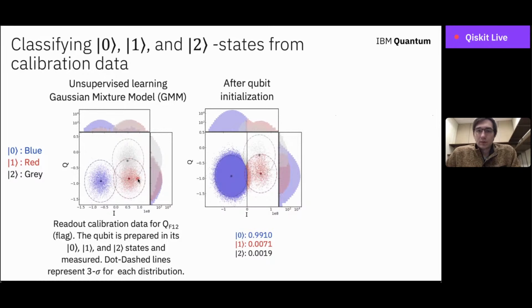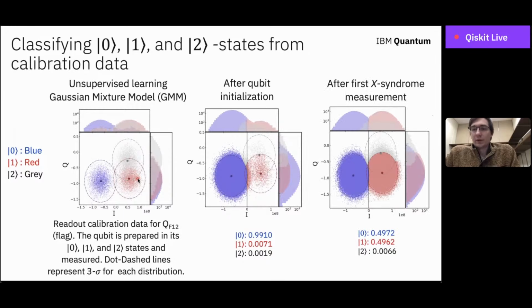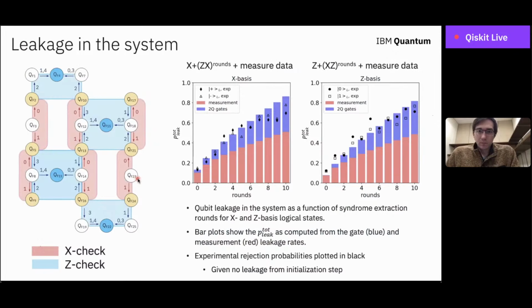Okay. So here are some examples of, if you initialize the qubit, it gets classified to the 0 state most often. After you do a Hadamard measurement, where it's roughly 50-50, 0 or 1.